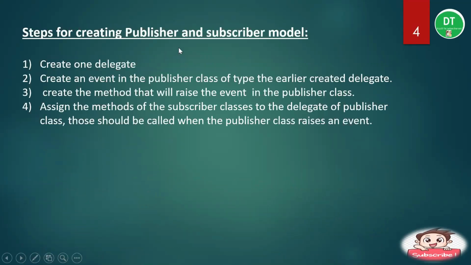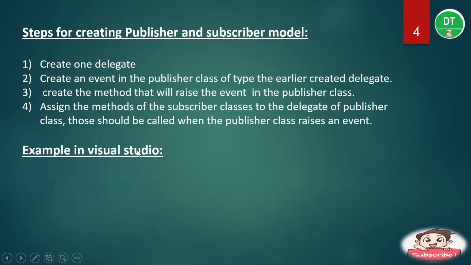Steps for creating the publisher and subscriber model. There are some steps for creating it. First, we need to create one delegate and then create an event in the publisher class of the type of the earlier created delegate. Create the method that will raise the event in the publisher class. Assign the method of the subscriber class to the delegate of the publisher class. Those should be called when the publisher class raises an event.